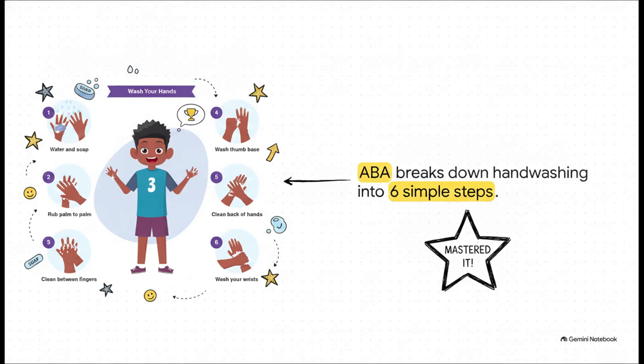For example, using applied behavioral analysis, or ABA, a teacher doesn't just bark, "Hey, wash your hands." No way. They teach 6 specific steps, like getting the soap, rubbing palms together, cleaning between the fingers, using positive reinforcement until the child masters the entire sequence. Basically, every small victory gets a reward.